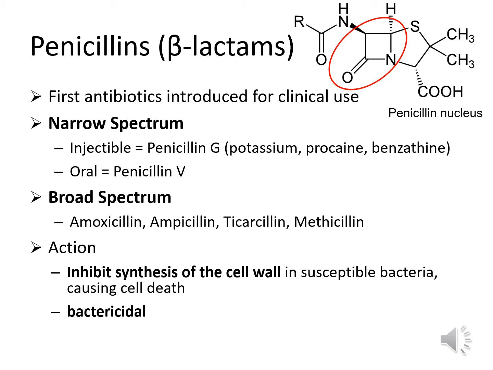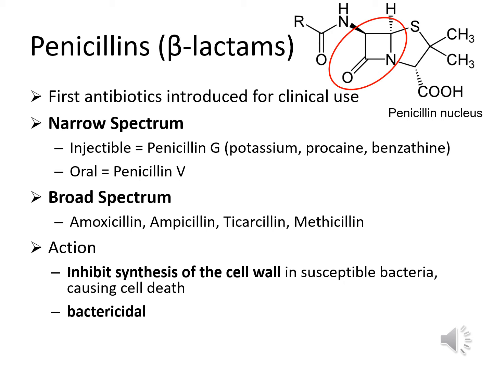So how does it work? Well, penicillins actually inhibit the synthesis of the cell wall in the bacteria. And it does that by inhibiting the formation of what we call the peptidoglycan crosslinks. So if you remember from microbiology, those are important crosslinks that we have in bacteria that maintain the integrity of the cell wall.